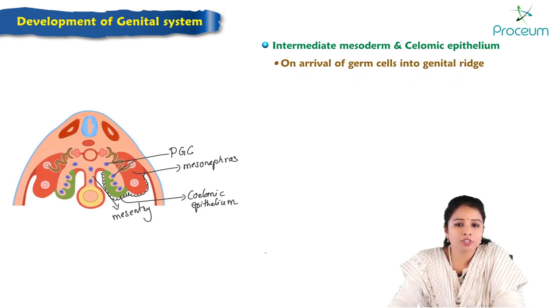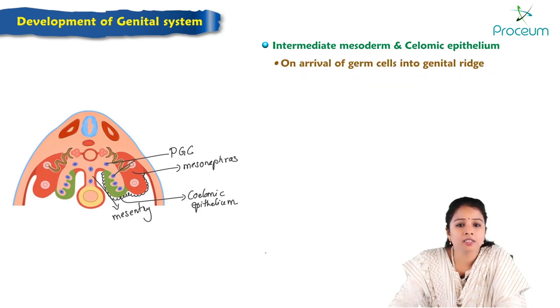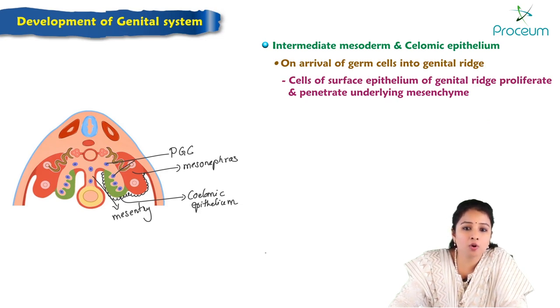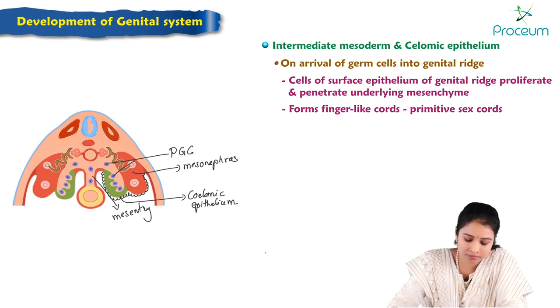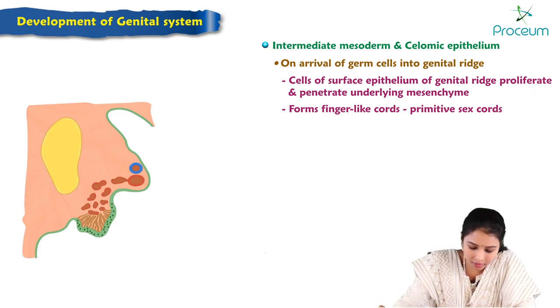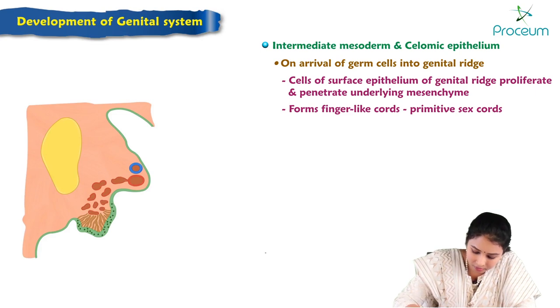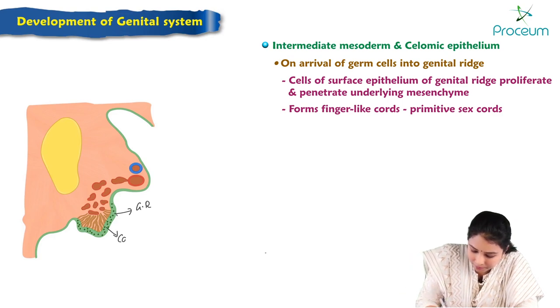On the arrival of germ cells into the genital ridge, the cells of the surface epithelium of the genital ridge, which is nothing but the coelomic epithelium, proliferate and penetrate the underlying mesenchyme to form finger-like cords, which are called primitive sex cords. So here is the schematic representation to show the genital ridge changes. This is the genital ridge, and we can see the coelomic epithelium.